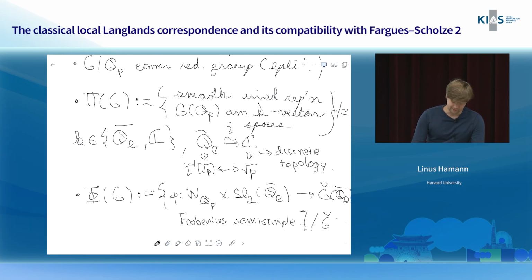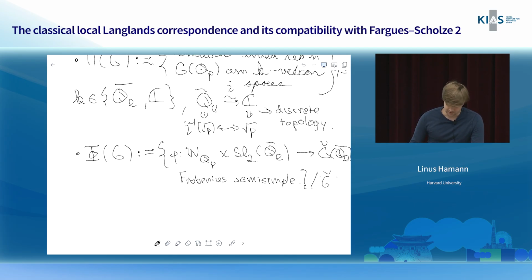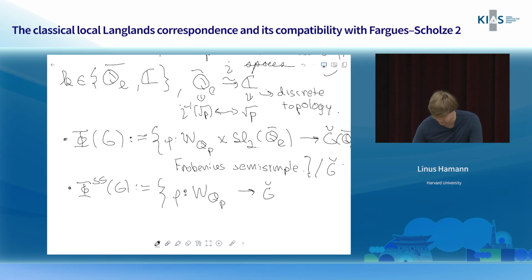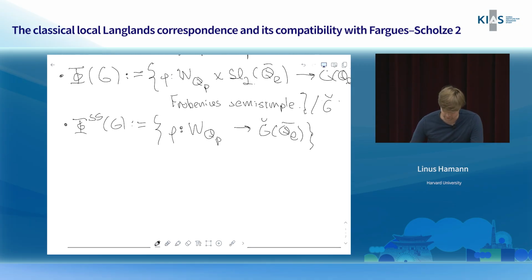So the local Langlands correspondence links this set Pi_G with this set Phi_G, but we also want to consider what's known as the Fargues-Scholze correspondence, and that relates this set Pi_G to a slightly different set, which I'll call Phi^ss_G. This is basically the set of maps from the Weil group of Q_p towards G hat of Q_l bar, so there's no SL2 appearing here, and moreover, we're going to assume that these maps are semisimple. In other words, if it factors through some P hat where P is a parabolic, then it automatically factors through M hat.